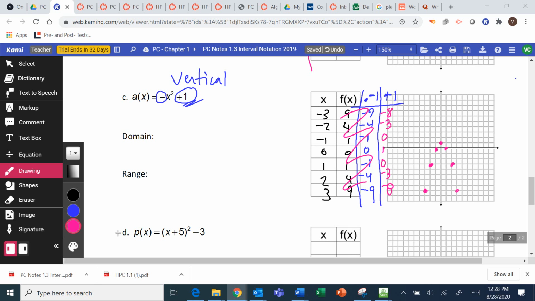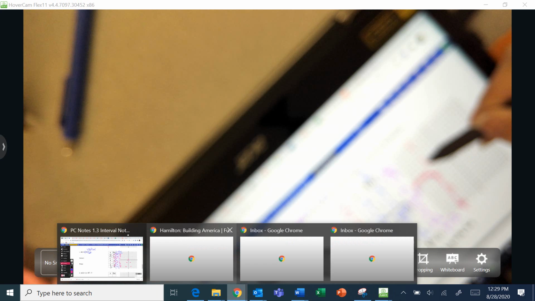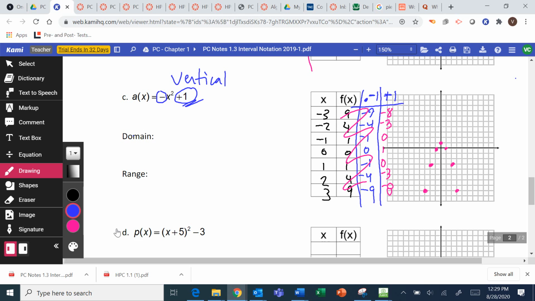And my stylus stopped working. Okay, sorry about that.